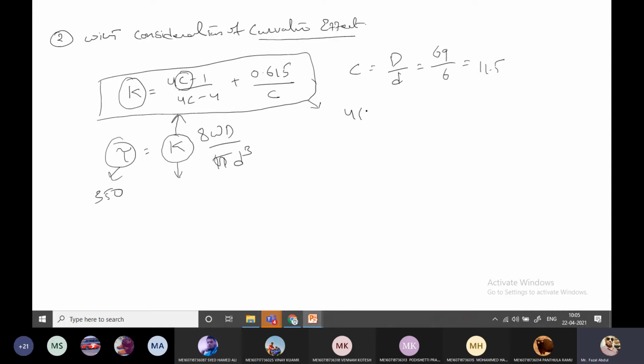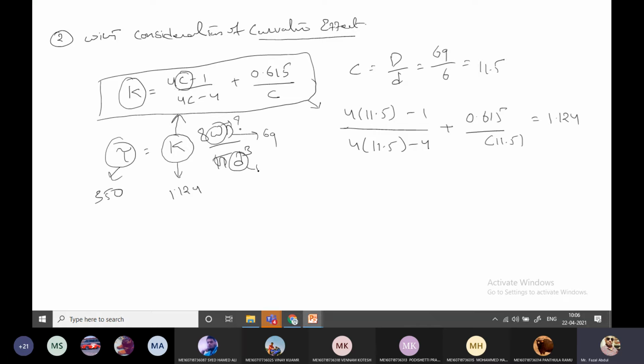So what is that? 4 into 11.5 minus 1 by 4 into 11.5 minus 4, plus 0.615 by C. C means here 11.5. 1.124, sir. 1.124. Okay, very good. So substitute here 1.124. The W value is the question mark here. D value is 69, small d is 6.